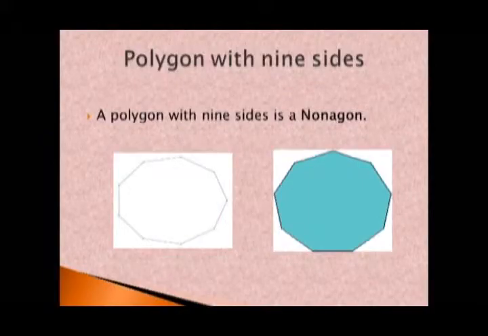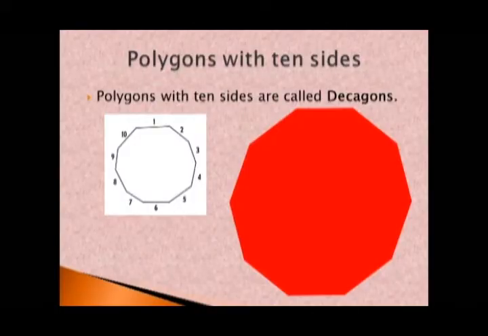Let's look at polygons with 9 sides. A polygon with 9 sides is called a nonagon. Nonagons have 9 sides and 9 angles. We'll now look at polygons with 10 sides. A polygon with 10 sides is called a decagon. So polygons with 10 sides are called decagons. Here I've placed the numbers around the sides to show you 10 sides in all.